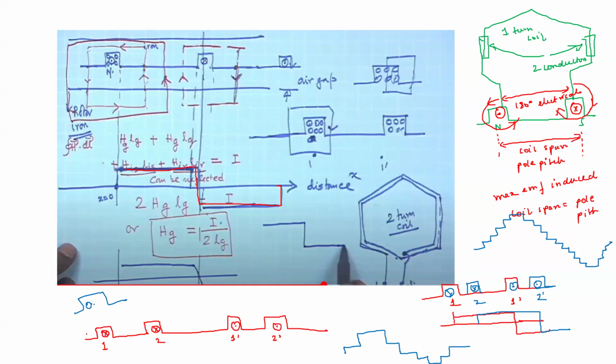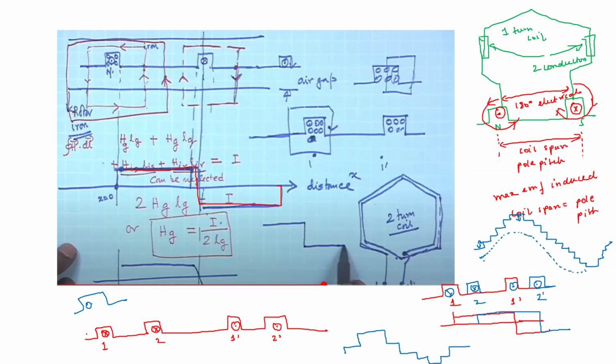But by controlling how many turns you are placing inside the conductor, you can also design how much height this is. If the number of turns or conductors in all the slots are equal, then you will have exactly equal height of steps. But this height you can also vary by deciding how many conductors or coils you are placing under this slot. By varying this, you can approach a sinusoidal distribution.